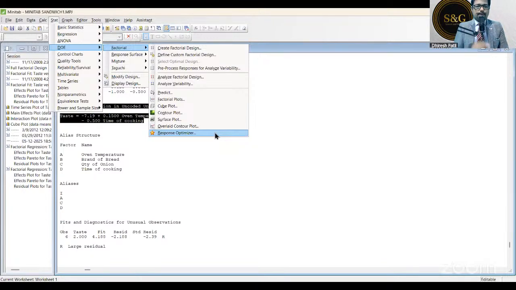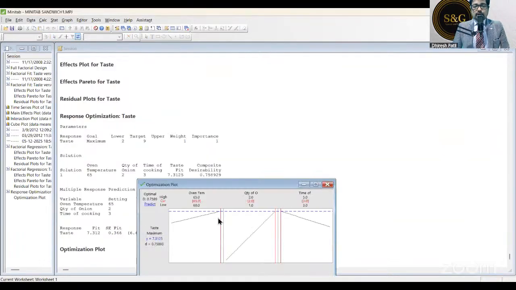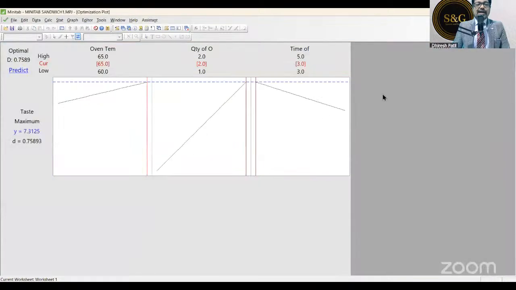Stat, DOE, Factorial and Response Optimizer. Just click on response optimizer. This window will appear. Now the test is the response which we want to improve, right? So test has to increase. So we will say maximize. So test we have to maximize. That's our target. That's our goal. And say okay. And this kind of a diagram will come.